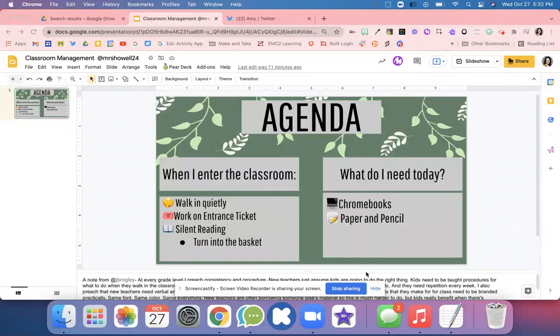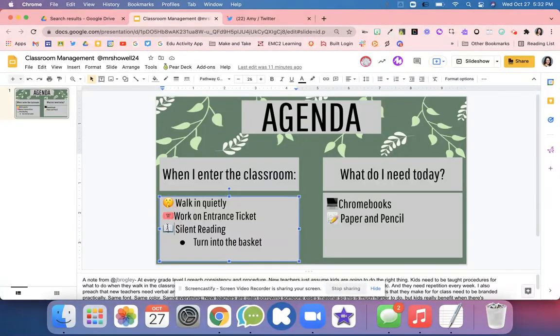Love this agenda idea just to help with some classroom management expectations. So you can see right here, I have got emojis. These are inspired by Haynes. So thank you. And it just kind of talks about what is expected for when the students enter the classroom. What do they need today?